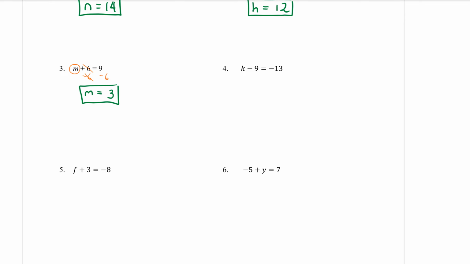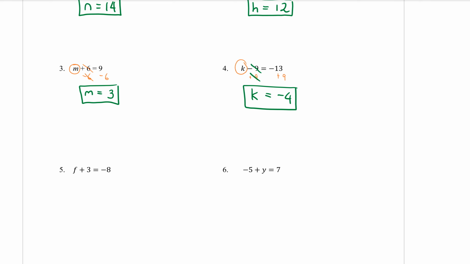Okay, again, we're doing it over and over. I'm trying to find out the k. It is k -9. What is the opposite? +9. So I go +9 here, +9 over here. Cross out. K is by itself. Be careful with minus signs. What is -13 + 9? Minus 4, good. That's the answer.